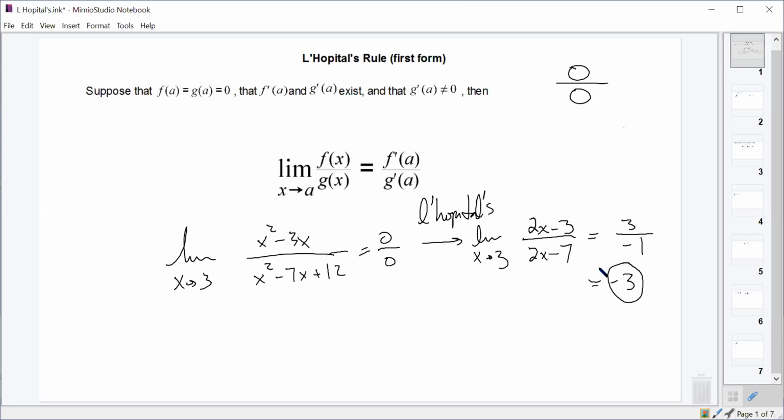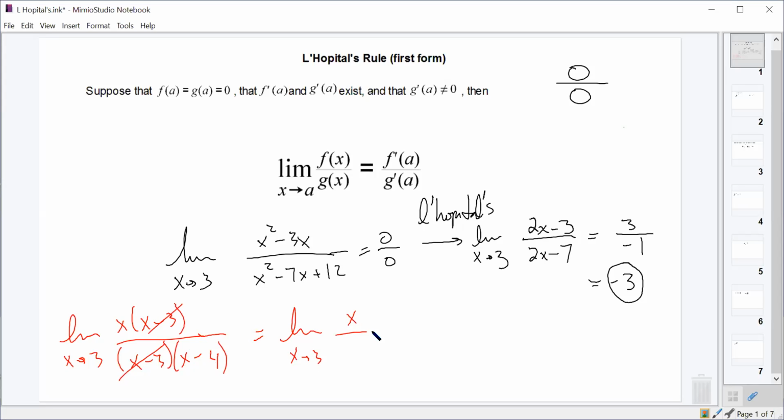Cool. And just to illustrate that I'm not making up a bunch of garbage, if I'd wanted to find this limit by factoring, I would have taken an x out of the numerator and factored the denominator into x minus 3 times x minus 4. Not x plus 4, x minus 4. Canceling the x minus 3's, I got the limit as x approaches 3 of x over x minus 4, which would be 3 over -1, which is still -3. Good or no?